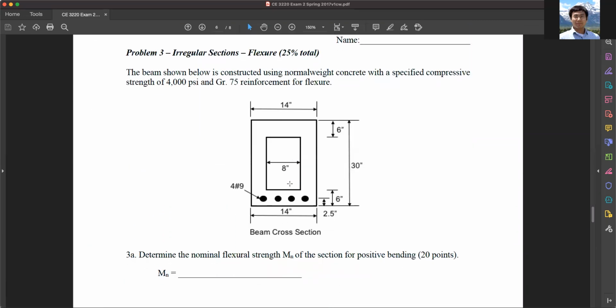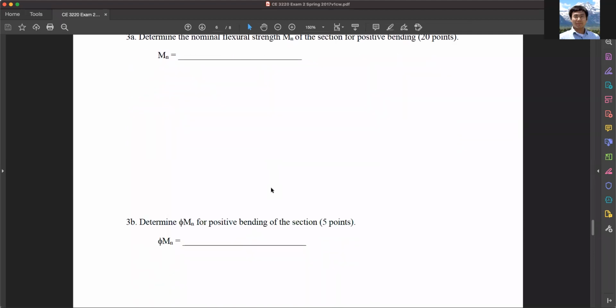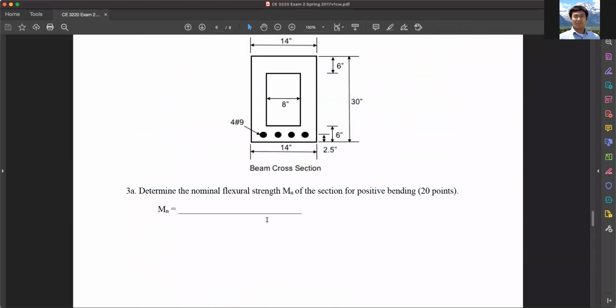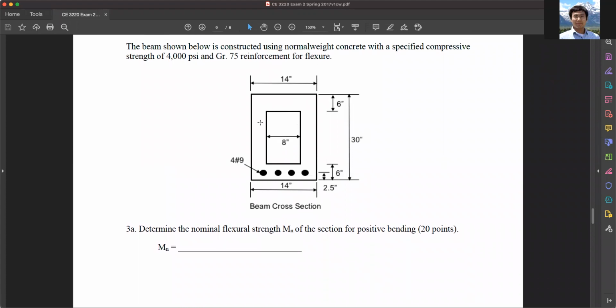Problem number 3, we got lucky and we ask you to just calculate an irregular section. We have a huge opening. And you find the moment Mn and you find the Phi. I just want you to notice that if we were asking you to use this section for shear, the bw would be this narrow width plus this narrow width. But this is not for shear, so you shouldn't have that problem. You can follow our lecture notes and homework to solve this problem.